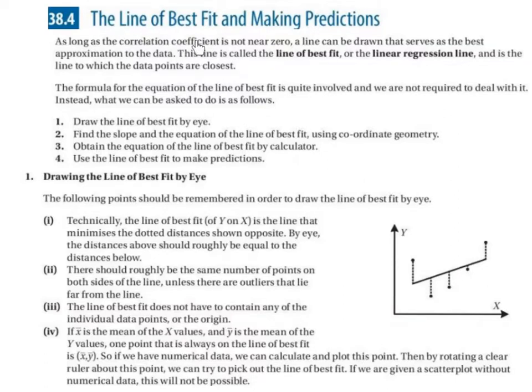The line of best fit and making predictions. As long as the correlation coefficient is not near zero, a line can be drawn that serves as the best approximation to the data. This line is called the line of best fit, or the linear regression line, and is the line to which the data points are closest.